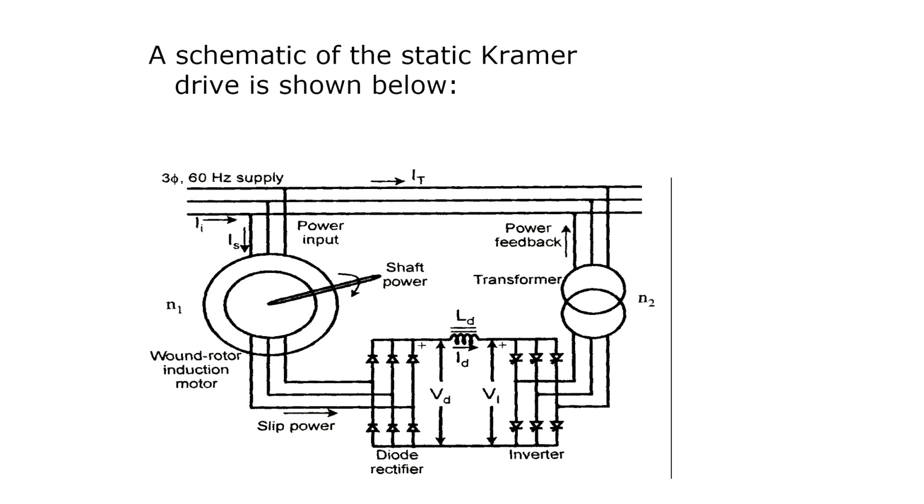The circuit for the static Kramer drive is shown in this figure. The slip power from the rotor circuit is converted to DC voltage VD by a diode rectifier. The inductor LD filters the ripples present in the DC voltage VD. This DC voltage is then converted to AC voltage at line frequency 50 Hz using a line commutated inverter and pumped back to the AC source. This drive offers a constant torque operation.